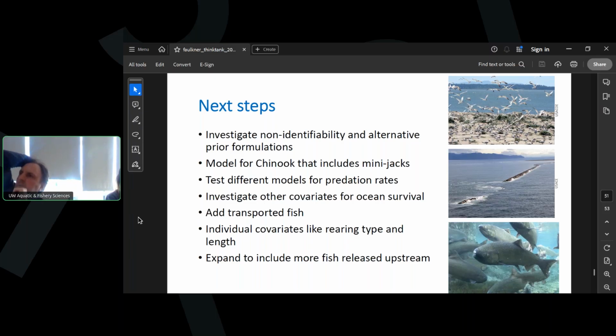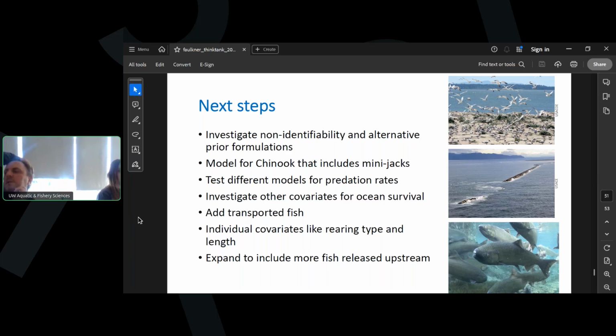Then Chinook with mini jacks, I've coded that up and run it, but I don't have results from that yet. Then different models for ocean survival, predation rates, could throw in transported fish to add more data. Right now we're just limiting to fish that were detected at Bonneville or Troll. You could actually add all fish that were tagged upstream, and then they may never be seen at Bonneville or Troll. They could come back as adults. It becomes huge.